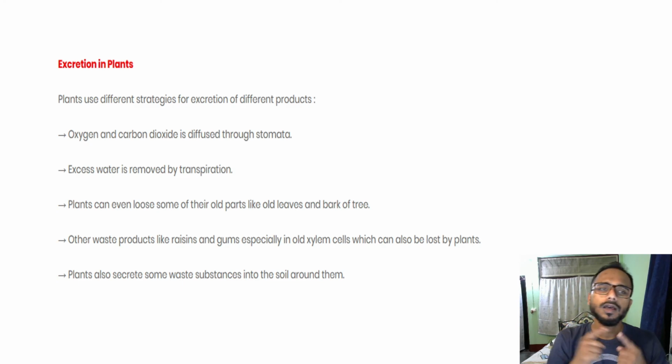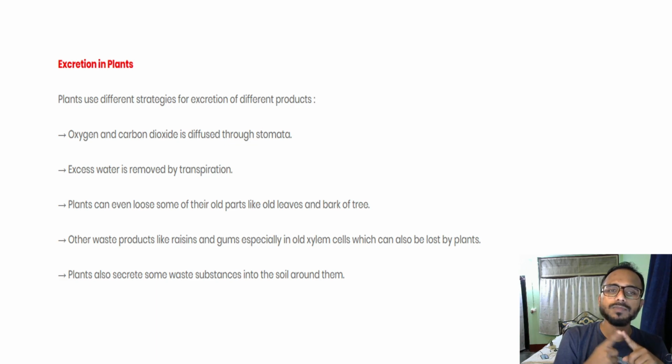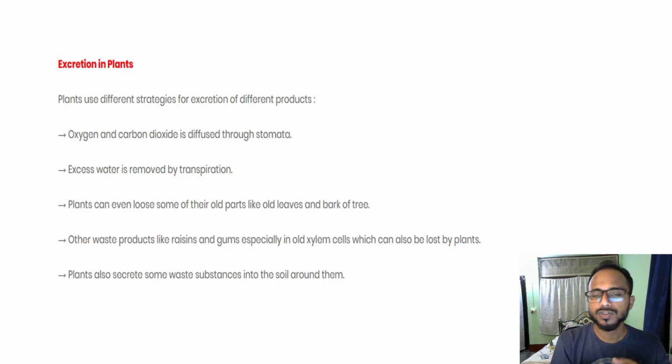But we should know that oxygen not wanted by the plant is given out through stomata, excess water is removed by transpiration, and old parts like old bark of the tree and old leaves fall down, which comes under excretion. Waste products like resins and gums from rubber trees, and the sticky substances you have seen coming out from the stem, those are waste products, also lost by plants. Sometimes plants also secrete waste substances into the soil where they are growing, understood?